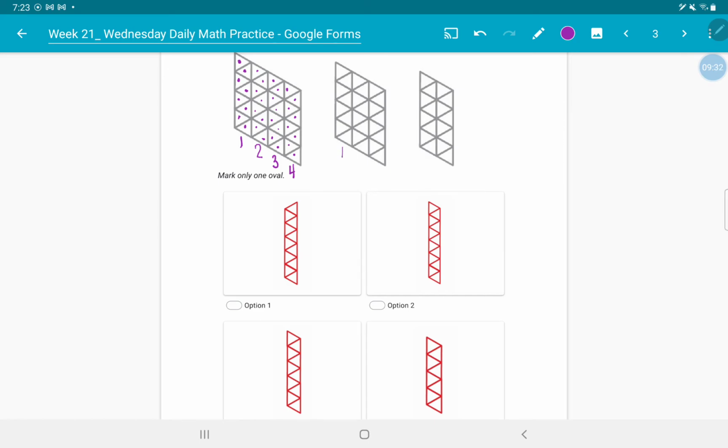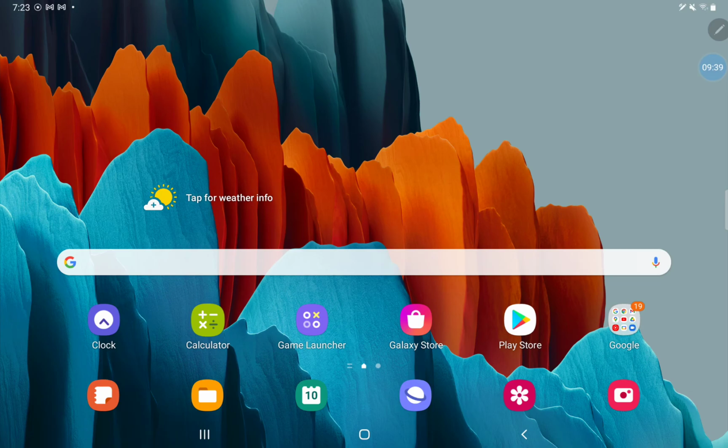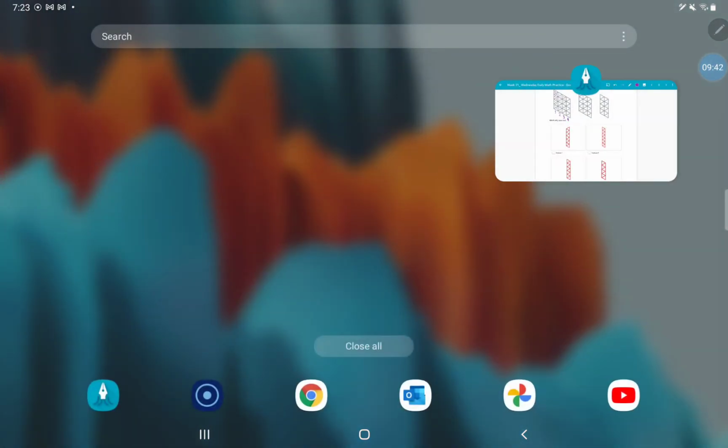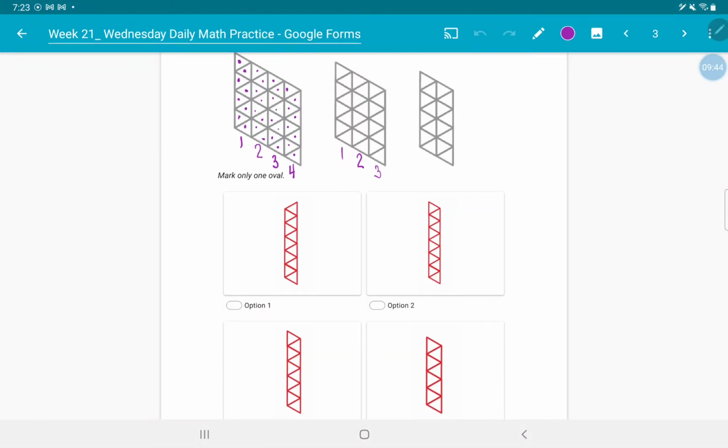My second arrangement has 1, 2, 3 columns. Let's make sure there's 8 in each one of these. 1, 2, 3, 4, 5, 6, 7, 8. Each column has 8. Okay, so there are 3 columns with 8 in each column.